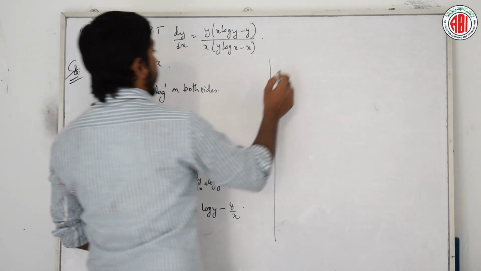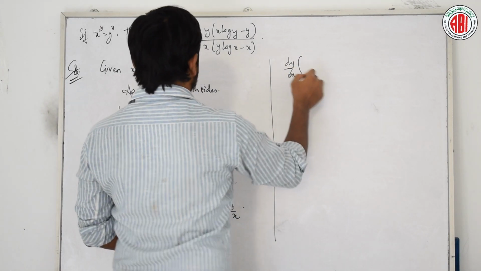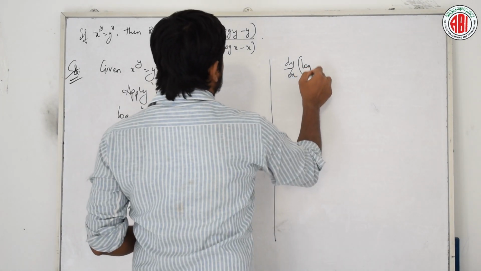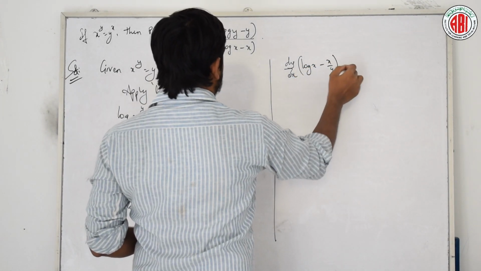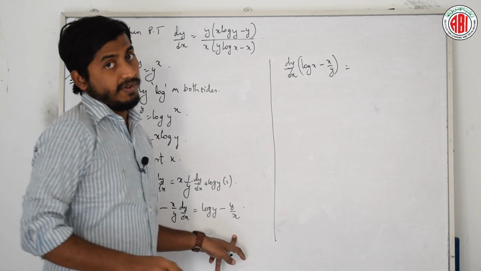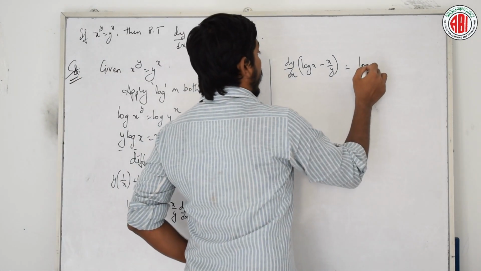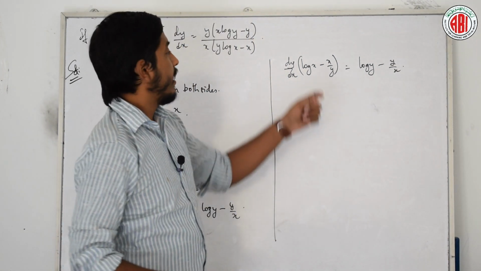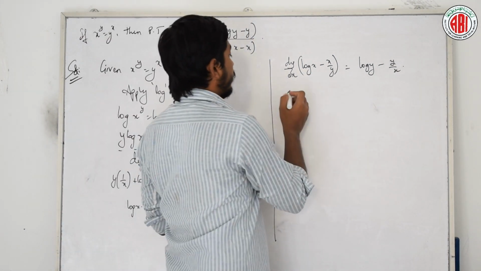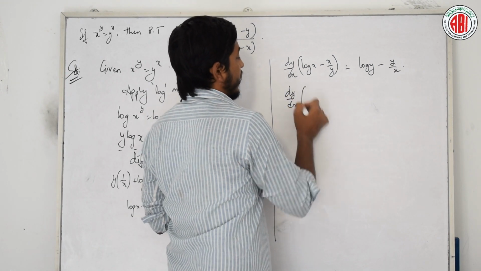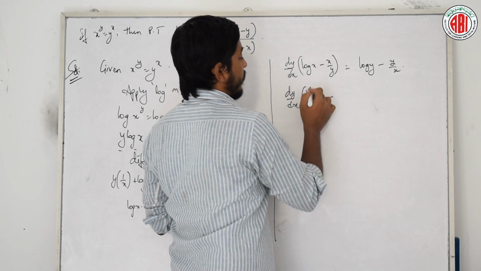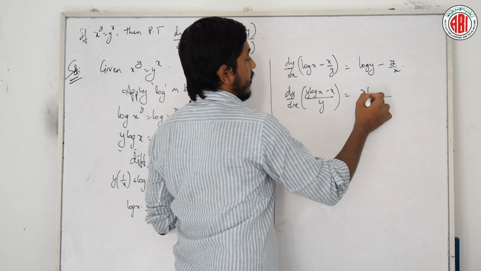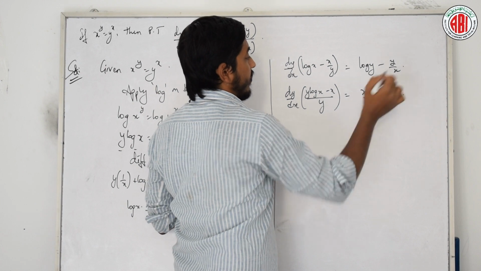Then that will become dy by dx into log x minus x by y, isn't it? Log x minus x by y is equal to here log y minus y by x, that is log y minus y by x. Is it fine? Let us take LCM here, that is dy by dx into LCM is y, this will become y log x minus x, that is equal to LCM is x log y minus y.